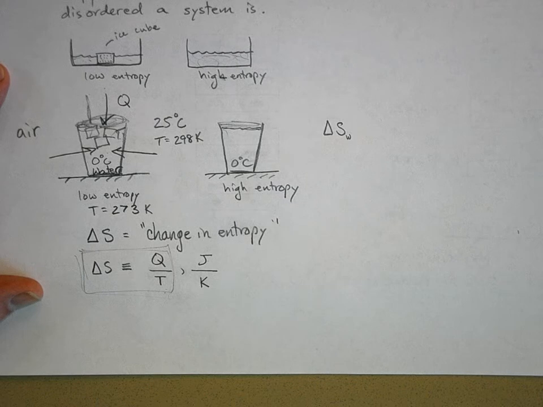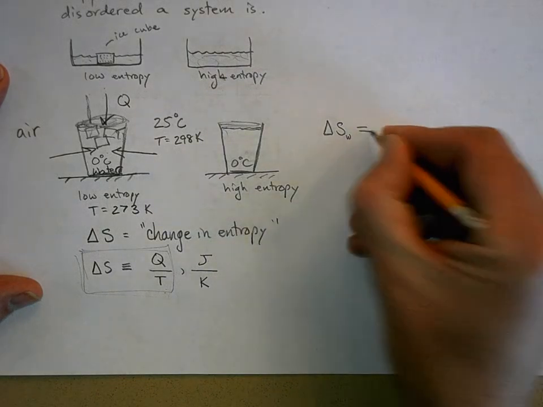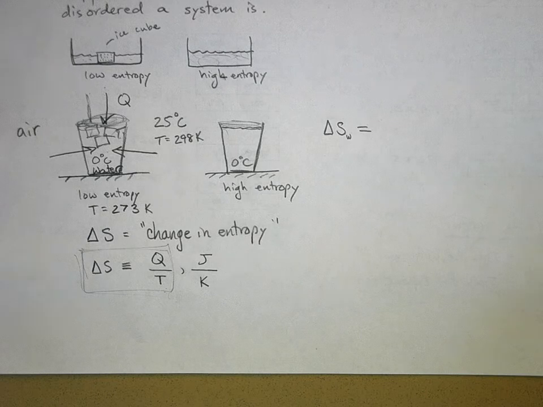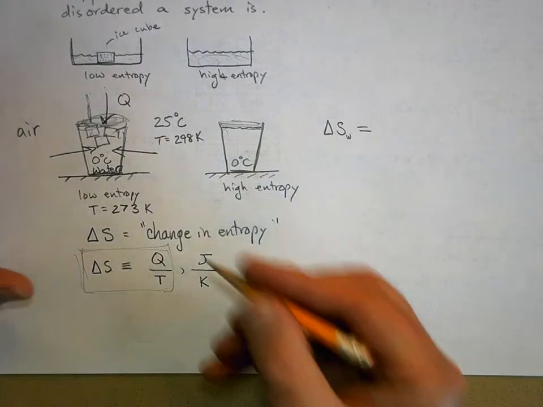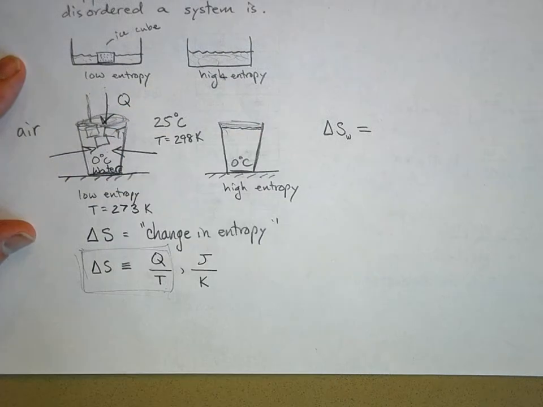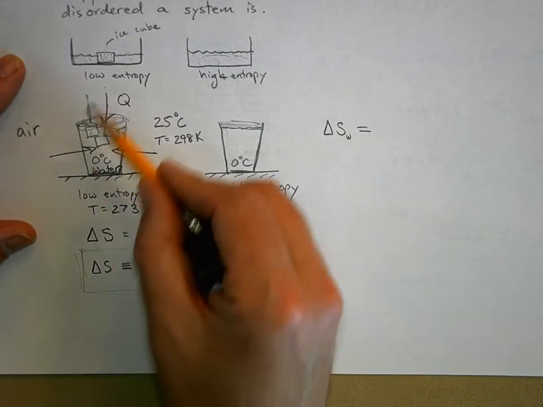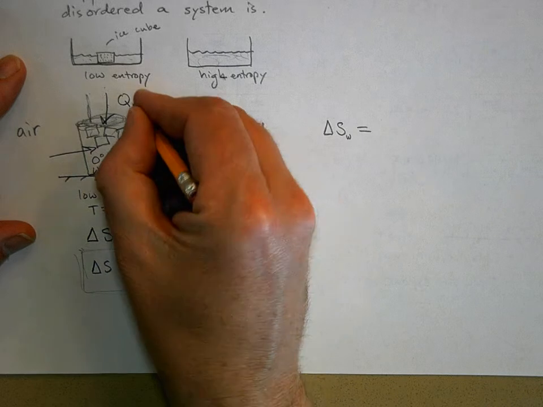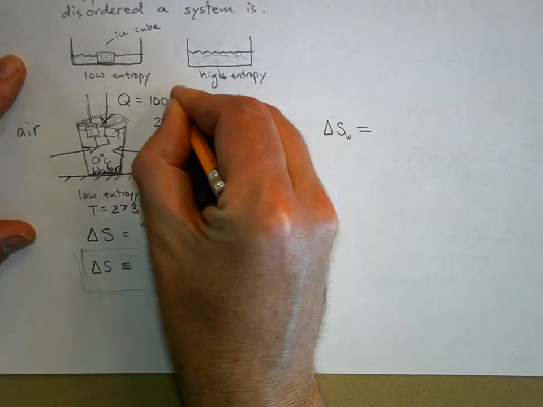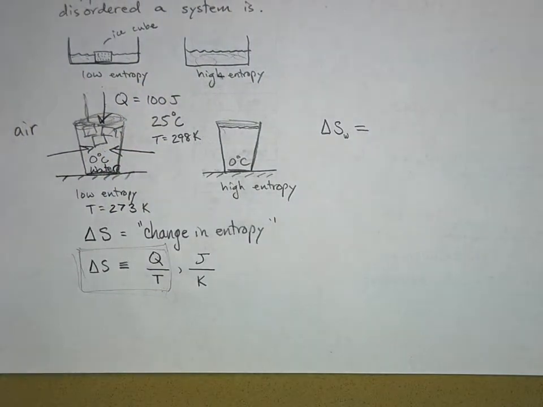Everybody with me? Okay. Now, let's do this with numbers because it just makes it easier to understand. Let's say that 100 joules of energy was transferred from the air into the water. So let's say Q equals 100 joules. Why 100 joules? Because it's a nice, easy number to work with. I could have picked anything. But obviously, if you have a glass of ice water and heat is going to flow from the air into the ice water, melt the ice, at some point 100 joules will flow into that ice water.